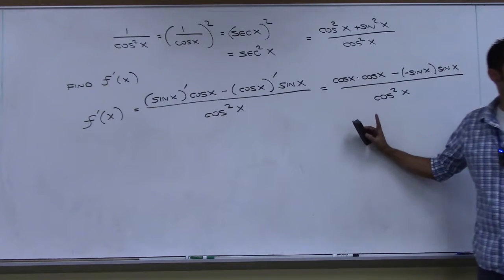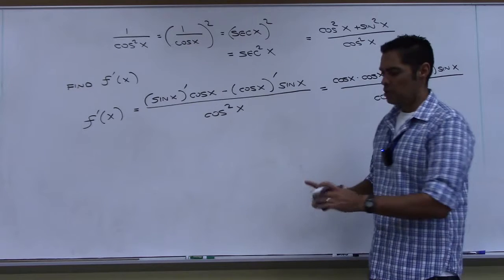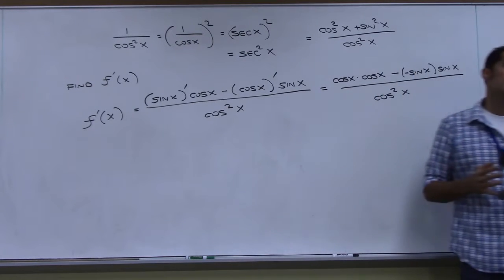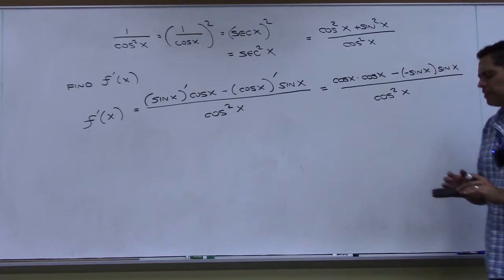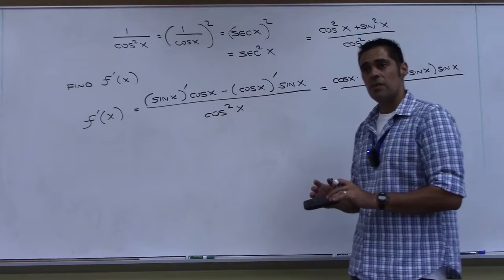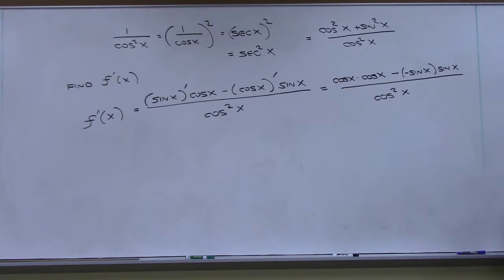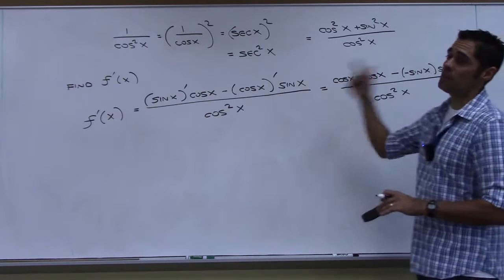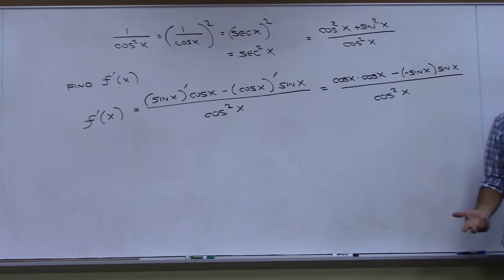Make sense? You can use this same method to show that the derivative of secant x is secant x tangent x. You can do this to show that the derivative of cosecant x is negative cosecant x cotangent x. And you can use this to show the derivative of cotangent x is negative cosecant squared x.